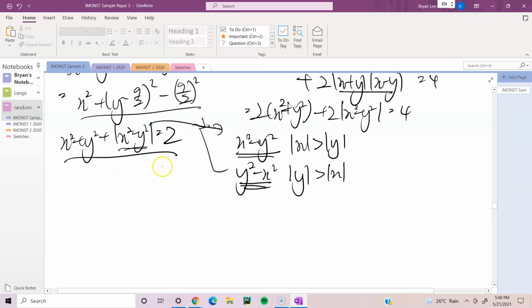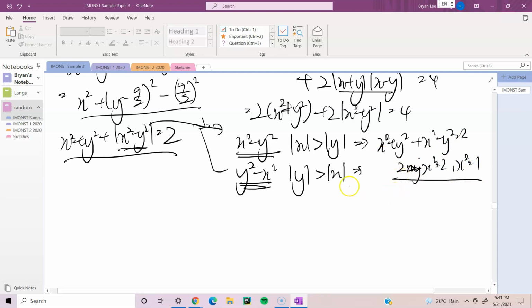Okay, so we need to consider two possibilities. From the first one we would have x squared plus y squared plus x squared minus y squared equals 2, so 2x squared equals 2, and then x squared equals 1. But x squared equals 1, we can turn into x equals positive or negative 1, right? Because negative 1 squared is still 1. And then again, note that the absolute value of y is smaller than the absolute value of x.